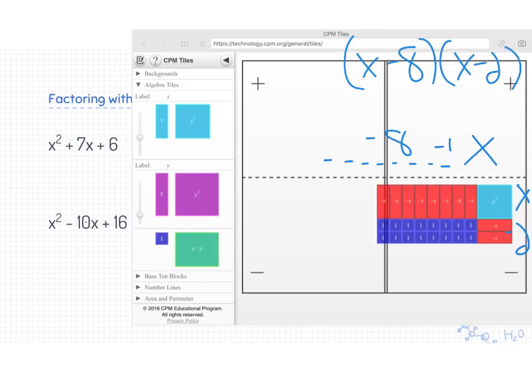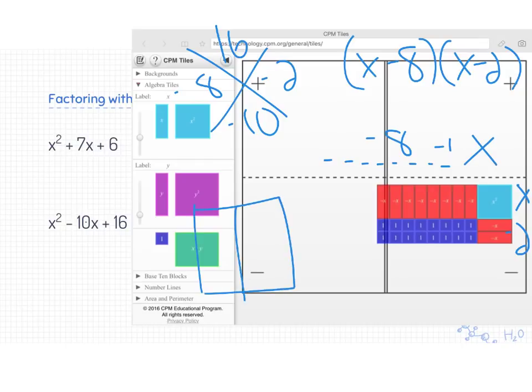So let's check with our x box. You get 16 on top, negative 10 on bottom. That means both of these are going to be negative, and 8 and 2 do work. Put that into our box. You get x squared and 16. We get negative 8x here and negative 2 here.